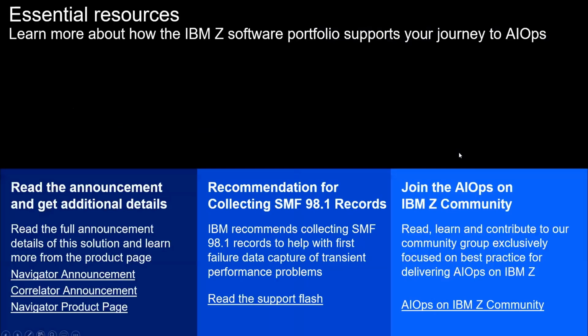If you do want additional information, please go to the product announcement pages or the product pages to get additional details. I did mention that IBM recommends collecting the 98 subtype 1 records to help with first failure data capture. There is a support flash out there, and there's a link to it. This is something Dan and his team strongly recommend for our clients, because there's a lot of valuable information in those records.